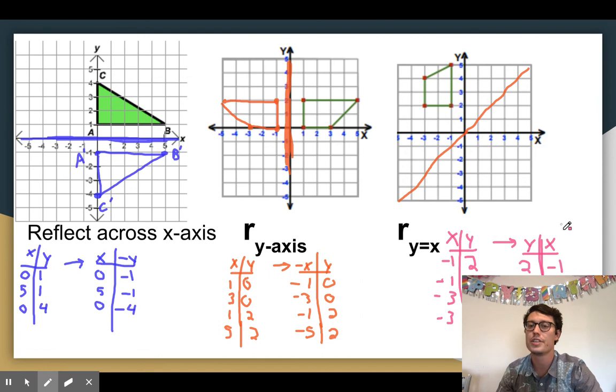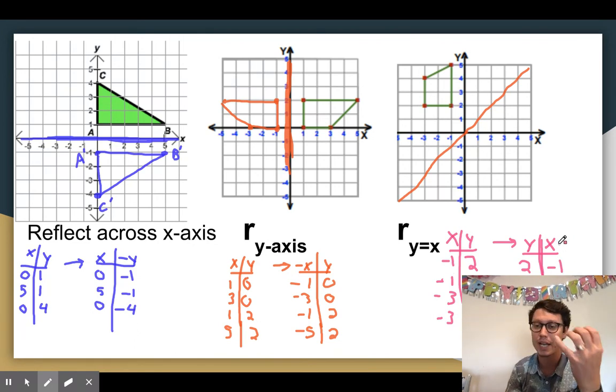Now, this is the tricky part, right? Yes, the rule says xy changes to yx, okay? But technically, when we plot things on a graph, this is still going to be our X numbers when we plot. These are still going to be our Y numbers when we plot. This is just the rule to help organize your numbers.